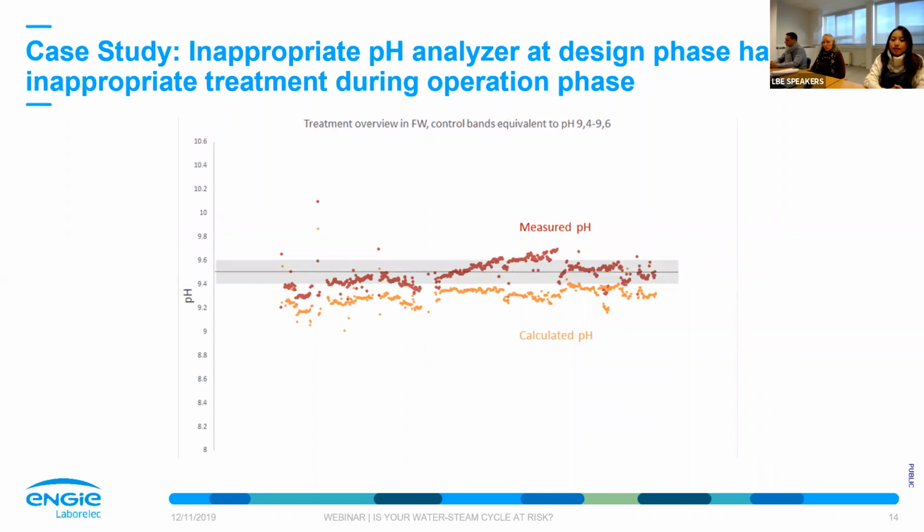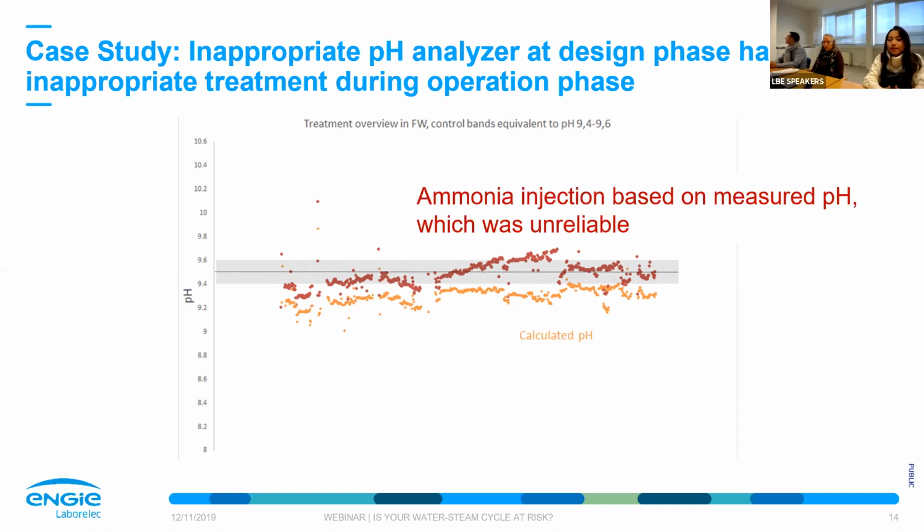You can see here, it's the pH control in one of the plants in the feed water. What you see in gray, it's the control bands, which is the target pH for them. You can see that they do the ammonia injection actually based on measured pH. And you can see here that the measured pH seems to be really in line with the target pH, and everything seems to be very good in terms of chemistry control.